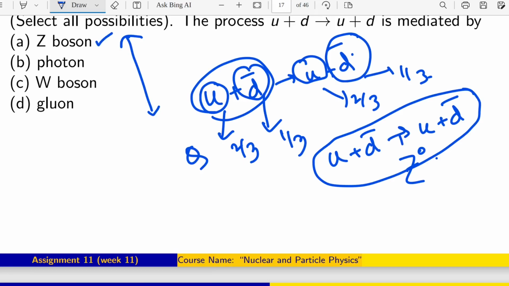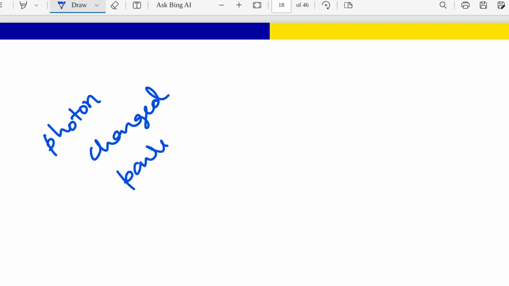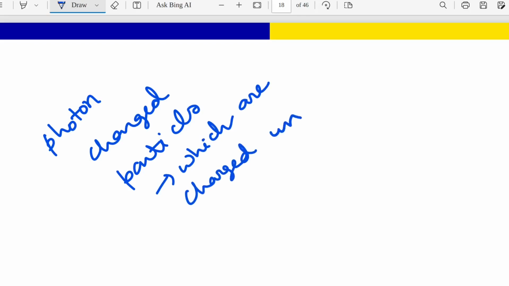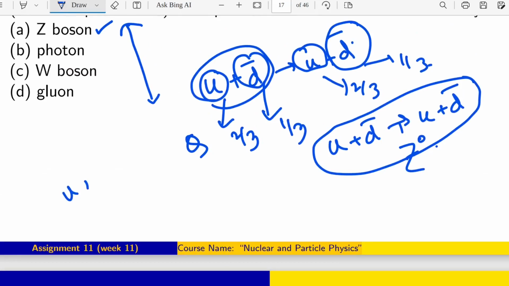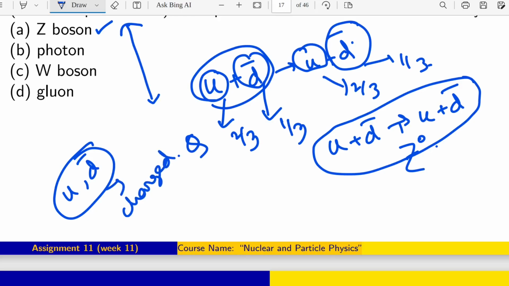Now coming to photon, I told you in the two previous questions that photon can only interact with charged particles. Charged particles means which are charged under EM interaction. So you can see that U, D bar, these two are obviously charged particles under EM, because these two particles have non-zero charge.